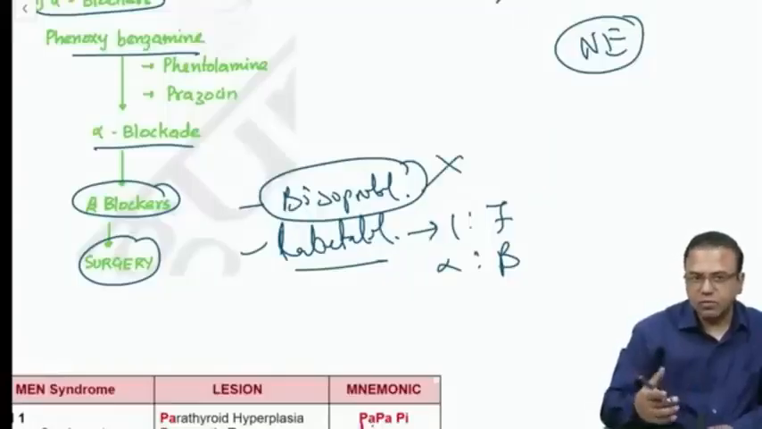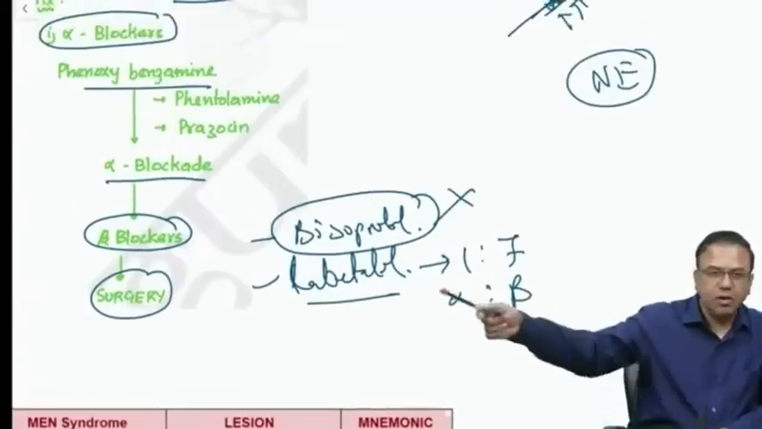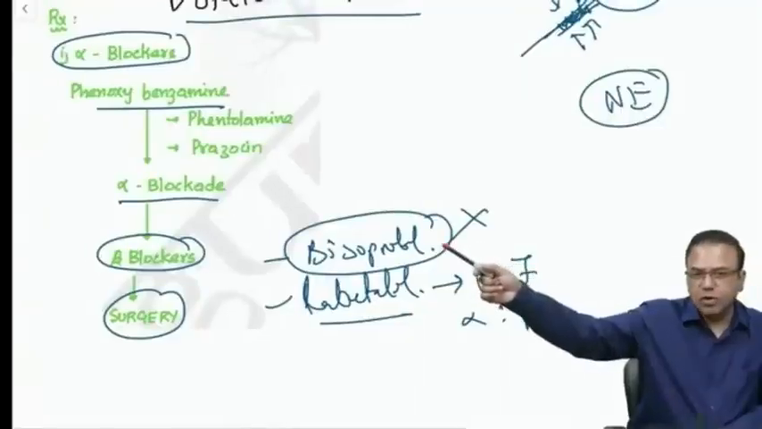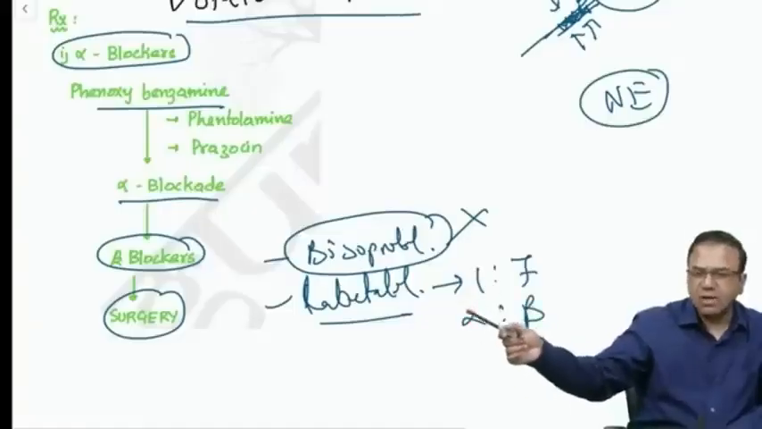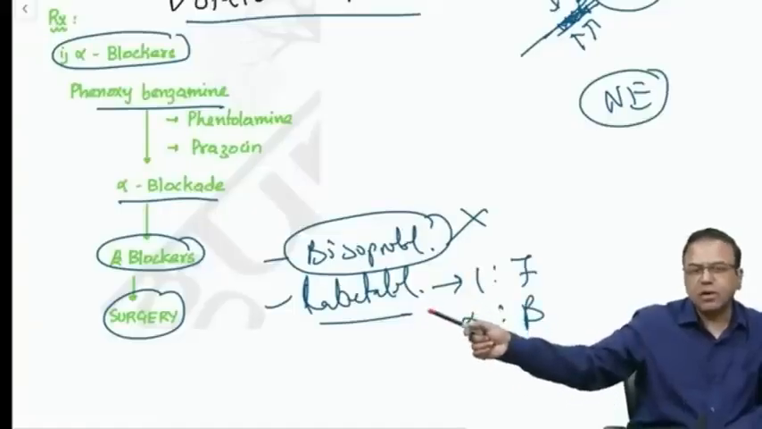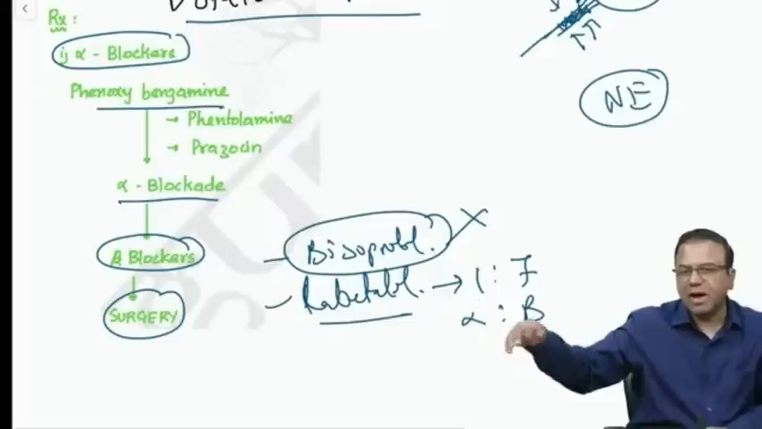In one exam they asked which drug you should not use. Labetalol is there, bisoprolol is there. Definitely bisoprolol is worse because it is a pure beta blocker. At least labetalol has some alpha action. So we can consider labetalol, but still when you use labetalol, it is better to add an alpha blocker.